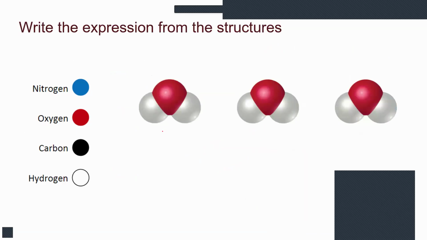Now, write the expression from the structures, H2O. Let's say, which is more correct, A or B? Is it more correct to say we have three H2Os or H6O3? Answer in the chat. Which is more correct, A or B? A is the correct answer.